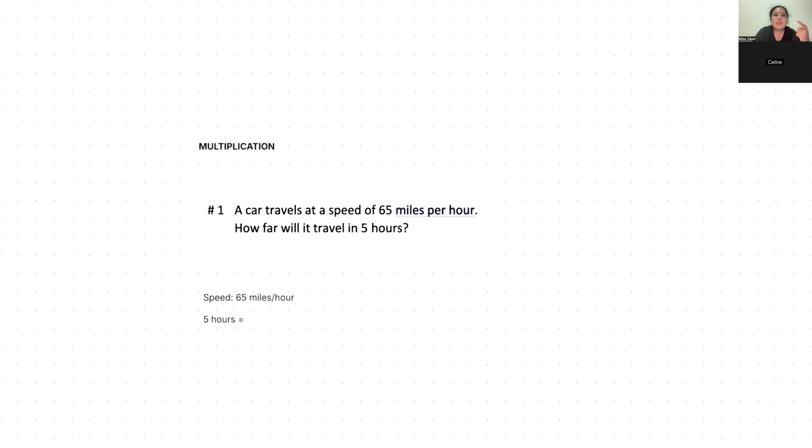Since they are asking about hours, 1 hour makes 65 miles, then 5 hours make how many? That's the question, right? So how to solve this problem is we're going to use multiplication. It's a very easy one. You're going to multiply 5 hours times 65 miles. Do you want to do this? 65 times 5.